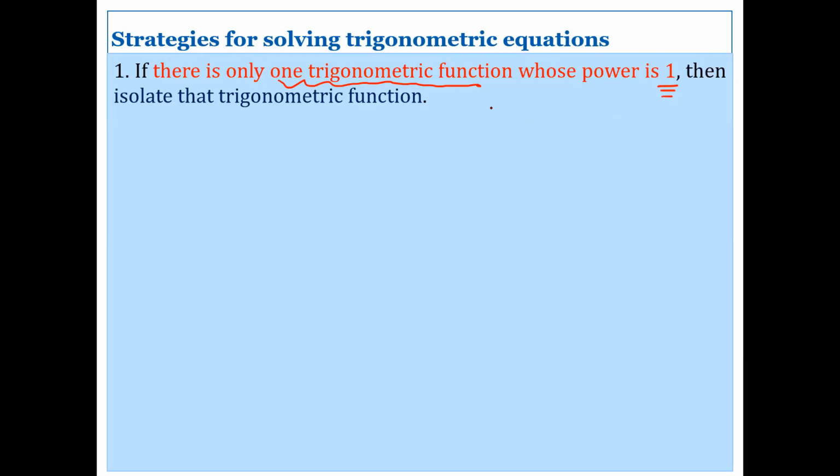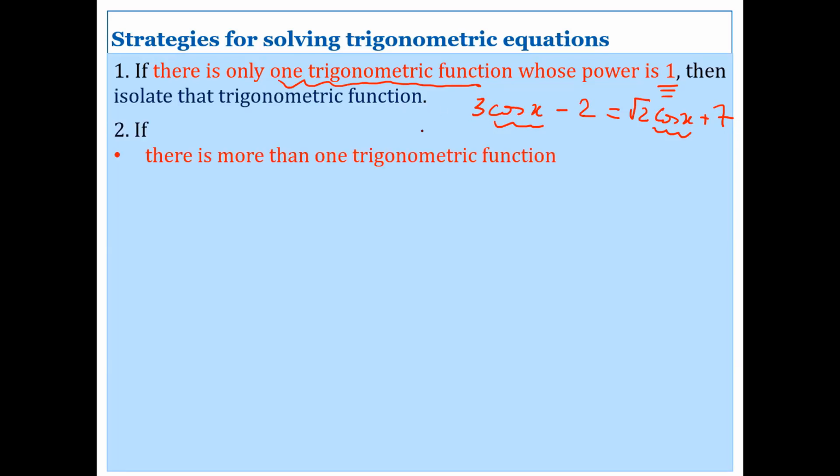For example, you have 3 cosine x minus 2 equal square root of 2 cosine x plus 7. So here we see we have only cosine, only one trigonometric function in this equation, and the power of cosine in the equation is 1. So this is the easiest type.